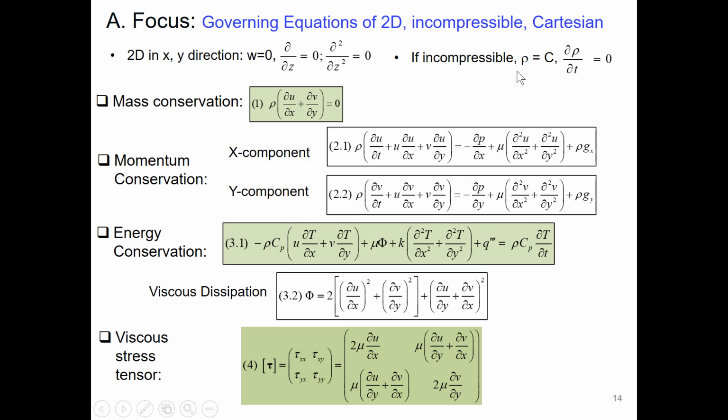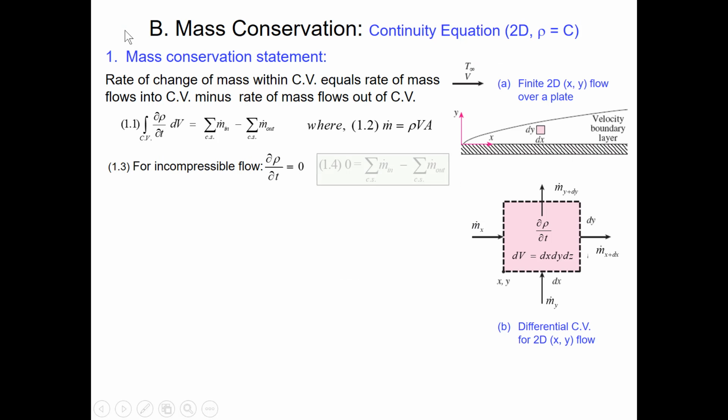The flow is still incompressible, therefore density is constant. In Cartesian coordinates, now we have a new set of governing equations: mass, momentum, energy, and viscous stress tensor. B. Mass conservation.